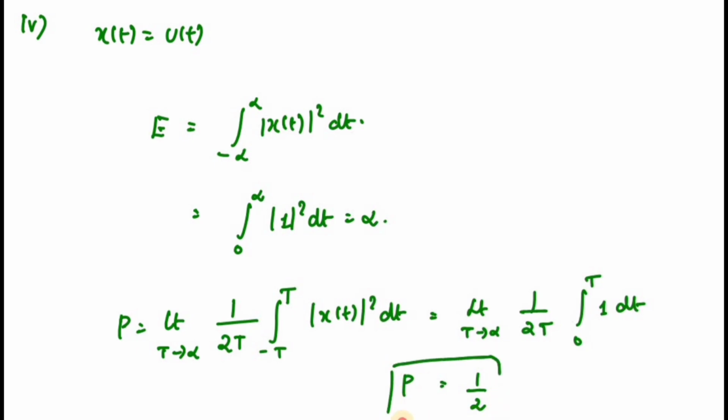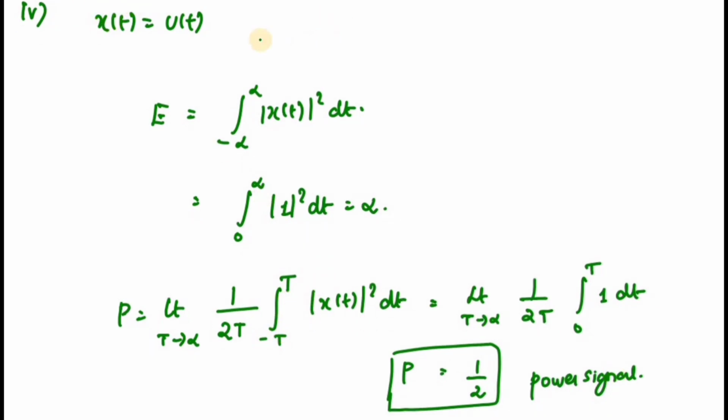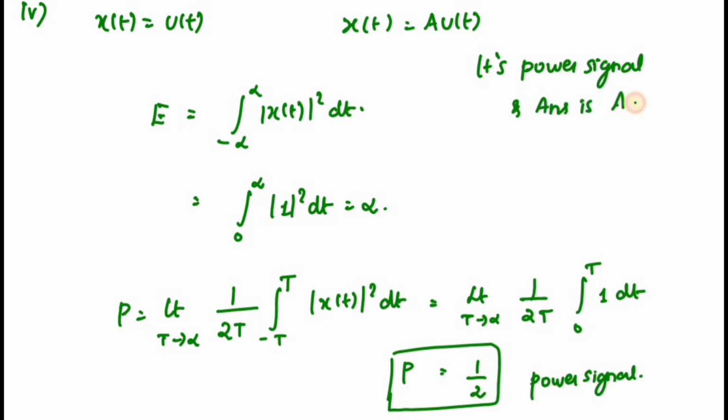So it is a power signal. So if I have u of t, I must get 1 by 2, that was my value. So if I have x of t equal to a into u of t, it is a power signal, and the answer is a square divided by 2. So here a is 1, so 1 by 2 is your answer.